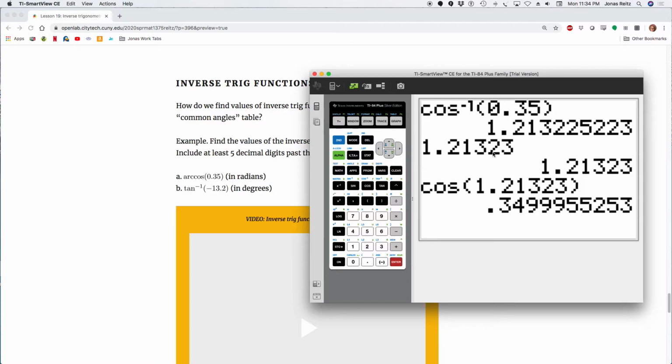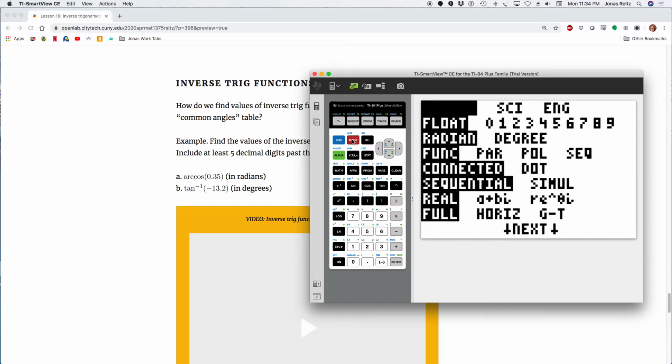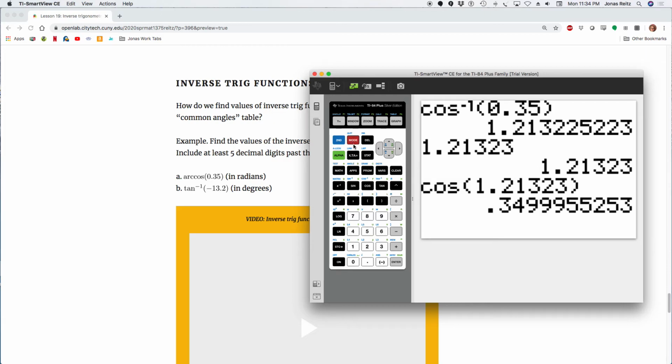Okay, great. That answers part A. And part B, the inverse tangent of negative 13.2, and this time in degrees. So first I'm going to switch to degrees. Let's hit the mode. I'm going to go down to the right one to highlight degrees and hit enter so that it's activated. And then I hit second quit in order to get back to my main screen.